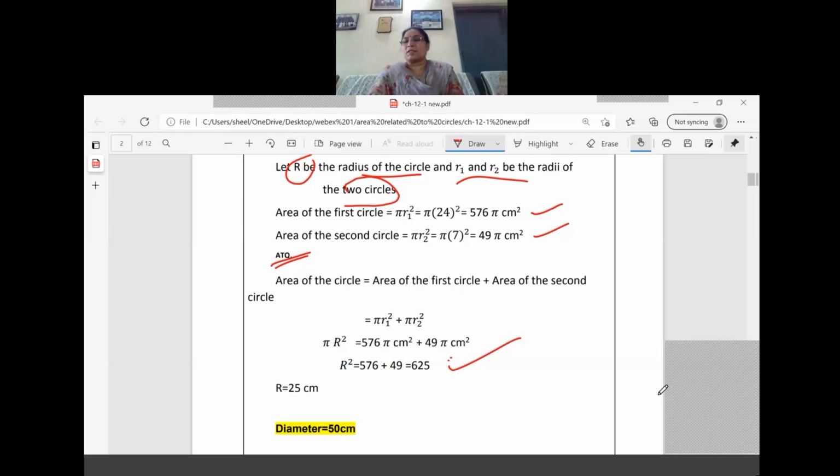Now what is the diameter? Since diameter is asked in the question, we can write that diameter equals 2r, that is equal to 50 centimeter. So here this equation is important. Other than that, you can do everything.